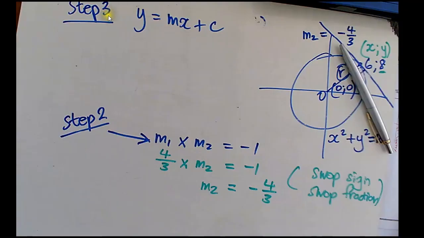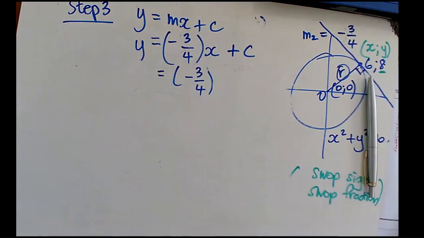Right, step 3 is to use the standard form, y is equal to mx plus c. So substituting negative 3 over 4, which is the gradient m2, substitute it there because you are finding the equation of the tangent. So negative 3 over 4. Then we have y and x, where we will substitute the same points again. y is 8 and x is 6, plus c.